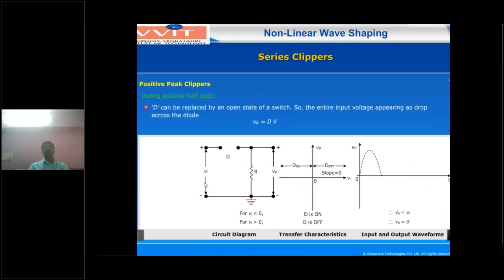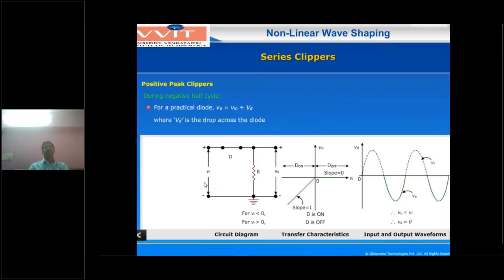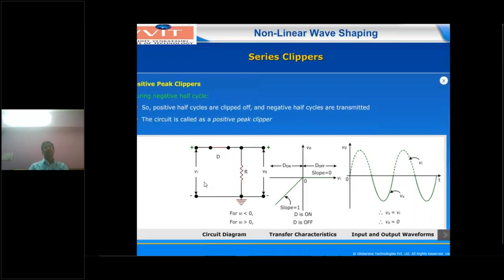Another point: the reference voltage is taken as 0 here. You have seen two circuits. One is the negative peak clipping circuit, like a half-wave rectifier circuit. Similarly, in the positive peak clipping circuit the diode will be in reverse bias condition.